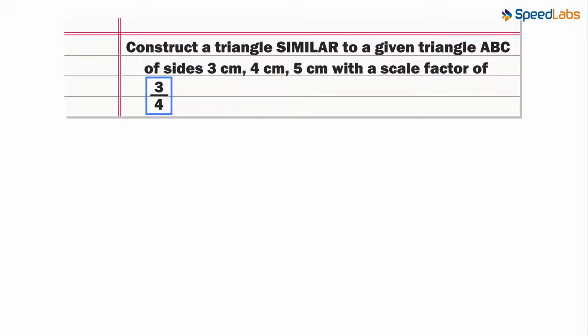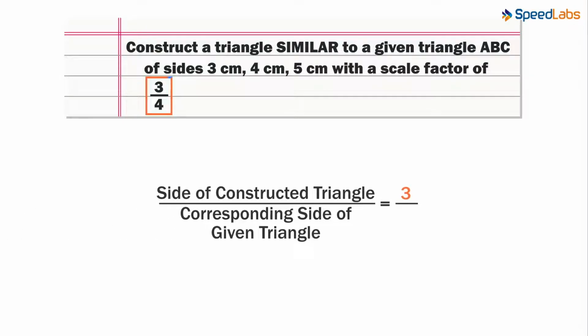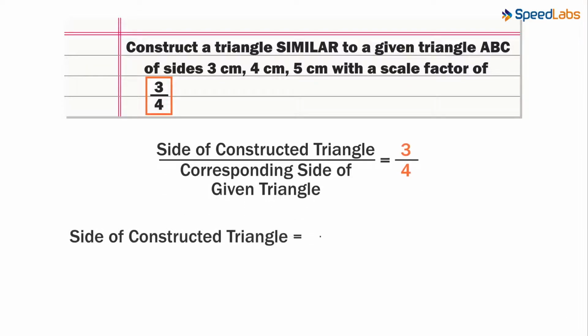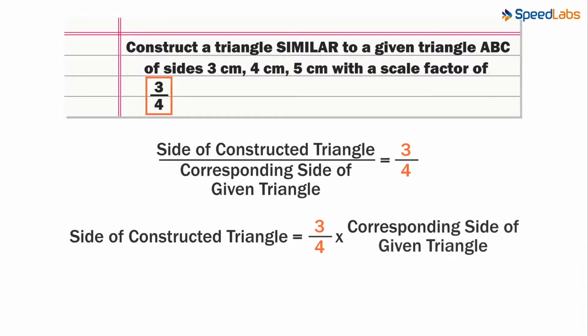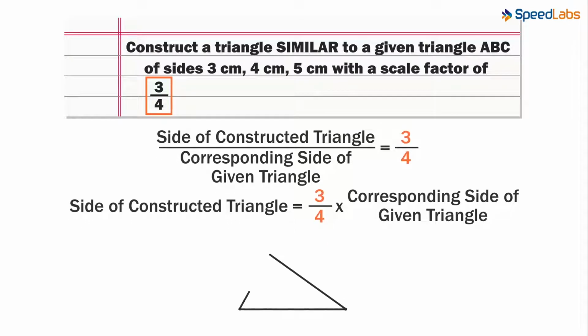This scale factor 3:4 or 3/4 tells us something. It tells us that the ratios of the sides of the triangle to be constructed to the sides of the given triangle are all equal to 3/4. It tells us that we are required to construct another triangle whose sides are 3/4 times the respective sides of the triangle ABC. This also tells us that the similar triangle to be constructed will be a scaled-down version of the original triangle.